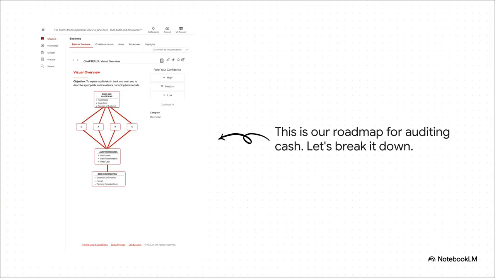Okay, take a look at this. This flowchart is basically our GPS for the entire audit process. It lays out the exact logical path an auditor follows, from the very top all the way to the bottom. We're going to walk through it together, piece by piece, so you can see how it all connects.